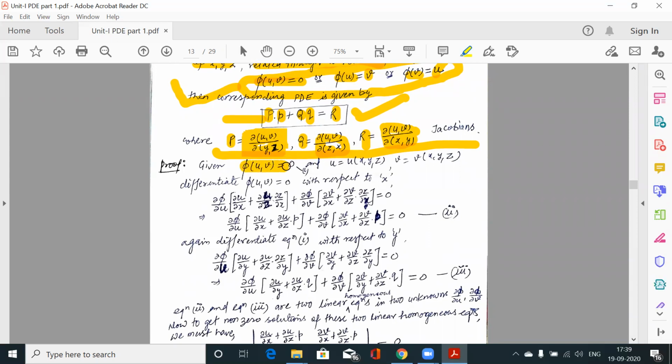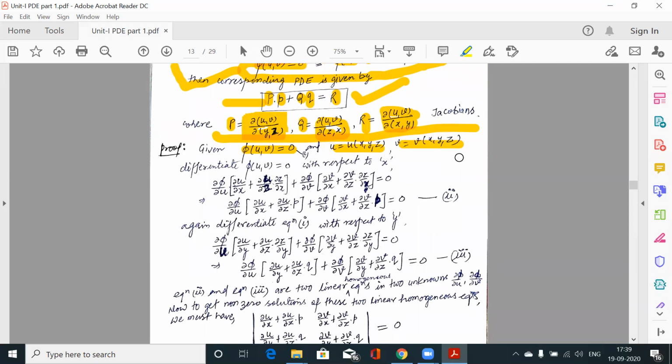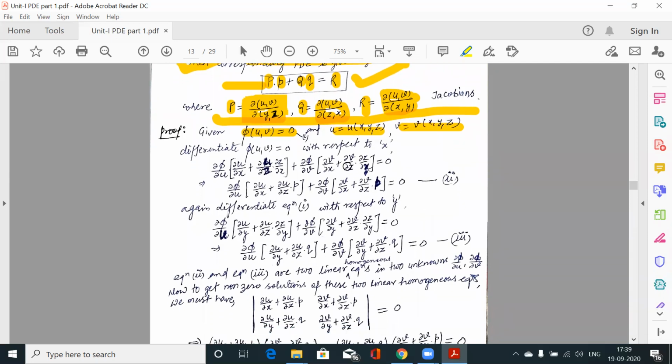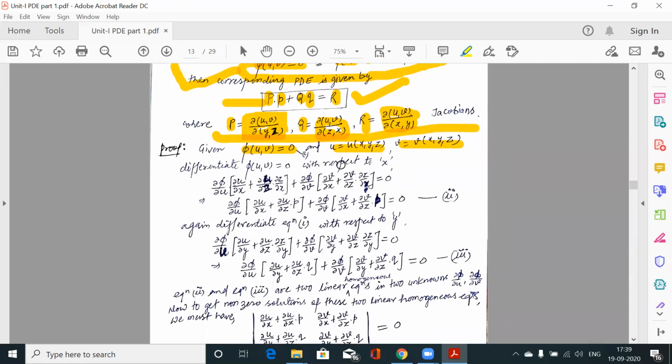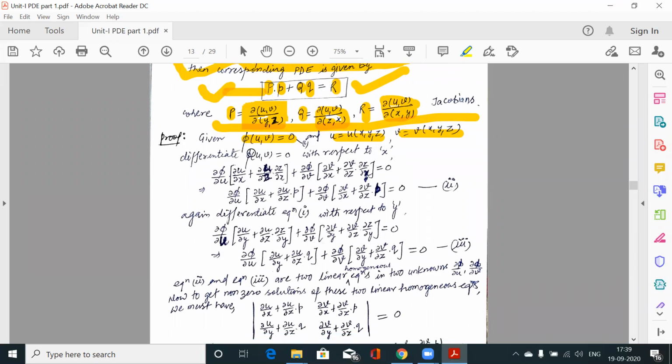Suppose this is your question, function of uv is equal to 0, where u is a function of xyz and v is a function of xyz. These are known functions. Suppose you don't know this terminology, we don't know about this answer yet. This is our fresh question, like in the previous concept.